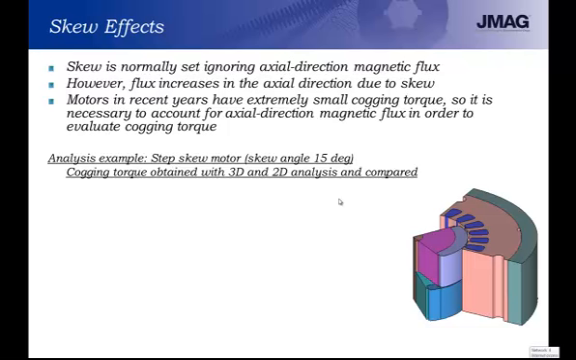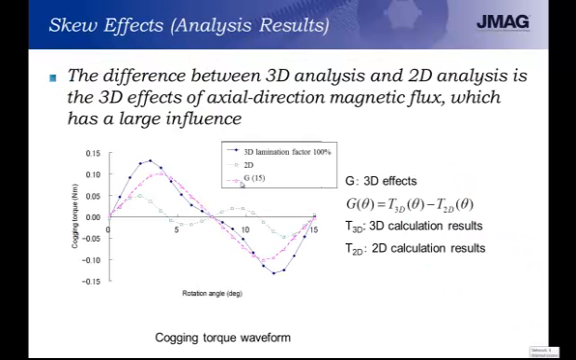In this analysis example, we'll look at a step-skewed motor with a skew angle of 15 degrees, and we'll examine the cogging torque obtained with a 3D and 2D analysis. The difference between the 3D analysis and the 2D analysis is the 3D effects of the axial direction magnetic flux. This has a fairly large influence on the cogging torque.